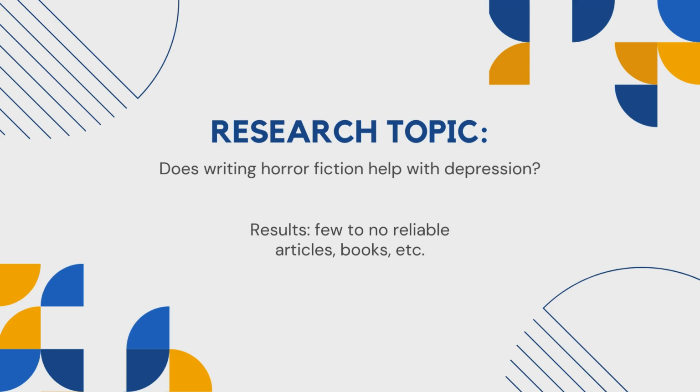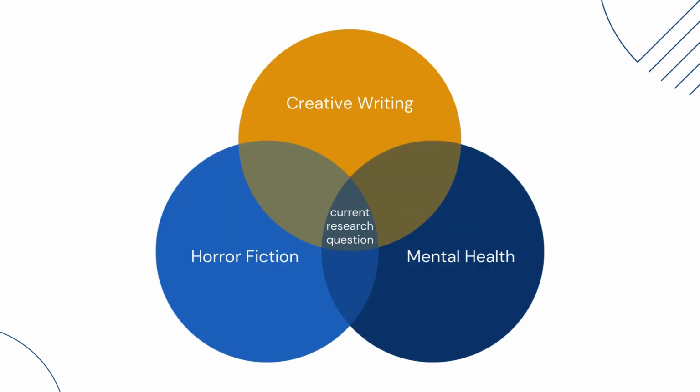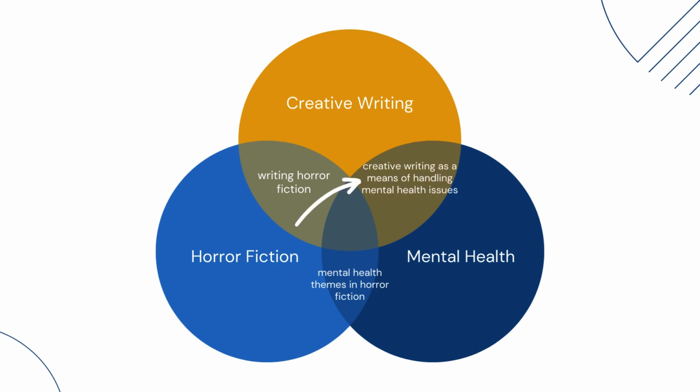So the first step I would recommend is to think through the different topics that your question is covering. So this question is dealing with horror fiction, creative writing, and mental health. Currently, your research question is at the intersection of these three topics. I find it helpful to think about the other intersections in this diagram. So that would be writing horror fiction, the overlap of horror and creative writing. Mental health themes in horror fiction, overlap of horror fiction and mental health. And creative writing as a means of handling mental health issues, so the overlap of creative writing and mental health.